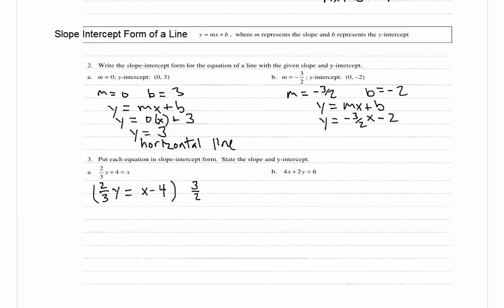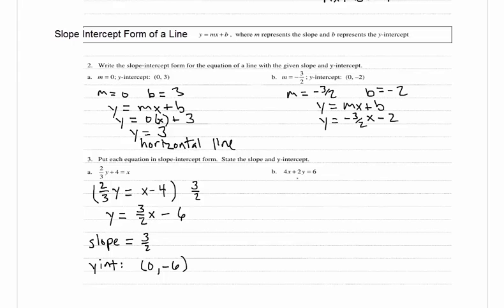So I get 2/3 y times 3 halves is y, and this is equal to 3 halves x minus 4 times 3 halves is 6. So we have a slope of 3 halves, and we have a y-intercept of 0, negative 6.